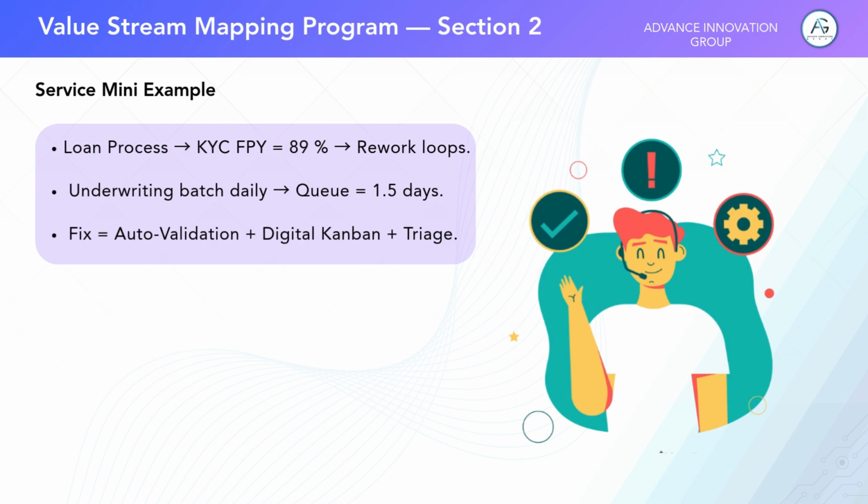This is a service process example for value stream mapping. In a loan process, the KYC step has a first pass yield of 89%, causing rework loops. The underwriting stage runs in daily batches with a 1.5-day queue, creating delays. To improve flow, we can introduce auto-validation to reduce manual errors, use digital Kanban for task visibility, and apply triage to prioritize critical cases quickly.